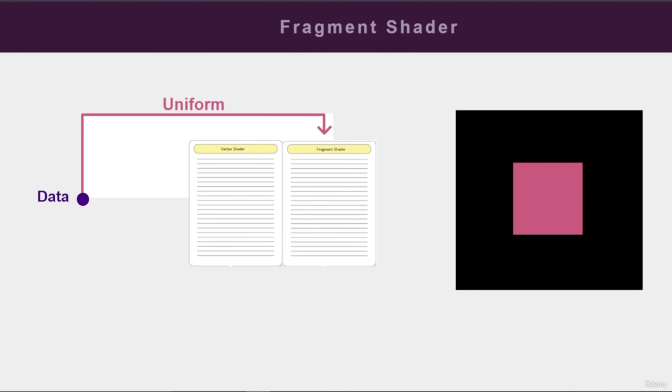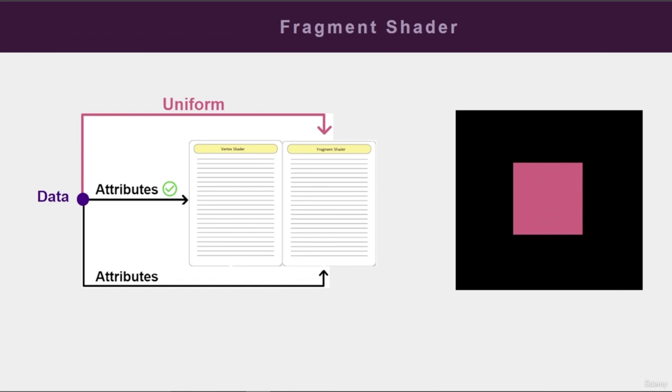The varying data is the same attribute data that we sent before to the vertex shader. Thus, the varying data will differ from one vertex to another. The only difference between the varying and the attribute data is that we can send the attribute data directly to the vertex shader. But in case we want to use the attribute data in the fragment shader, we can't send it directly to the fragment shader as we did in the vertex shader.